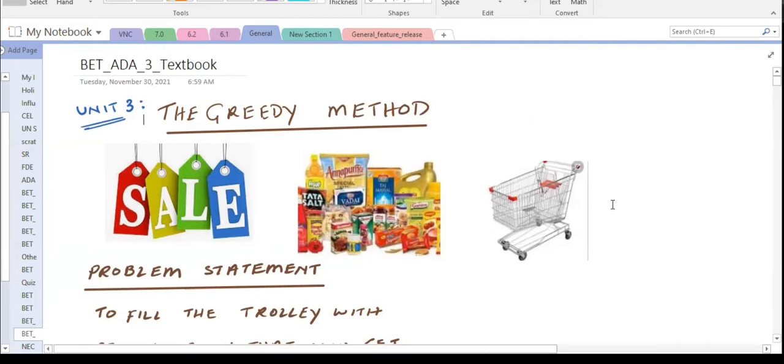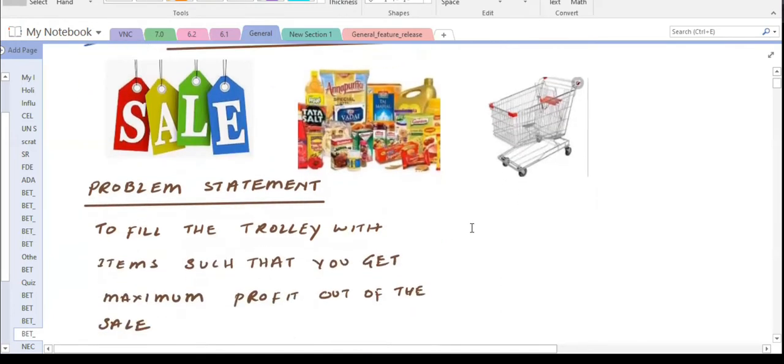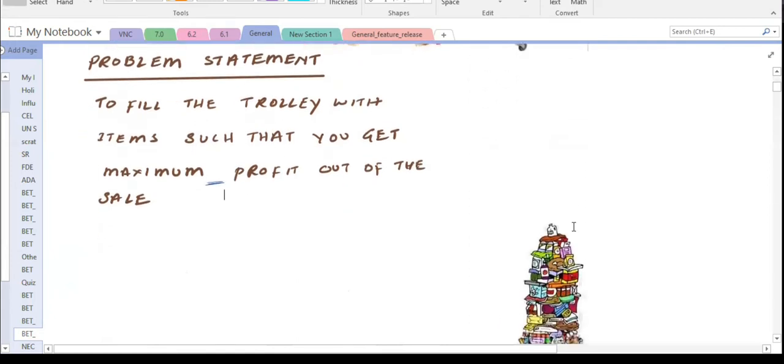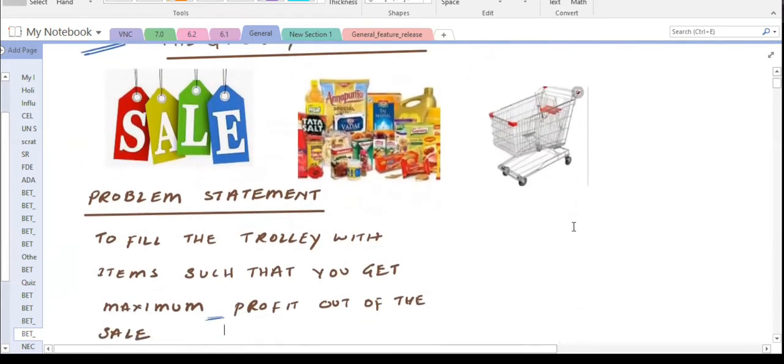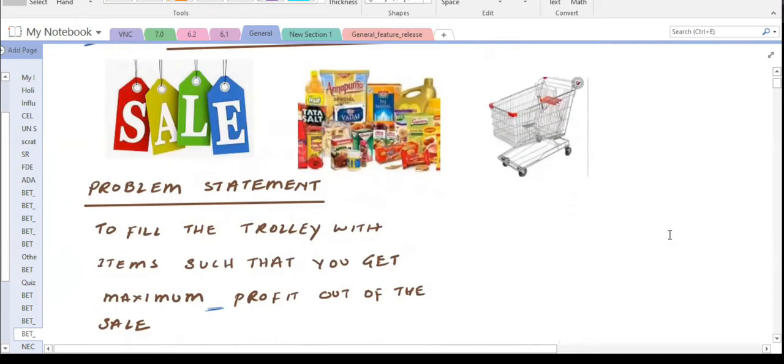Now the constraint is, so this is the problem statement. The problem statement is you have to fill the trolley with items so that you get maximum profit out of the sale. So obviously your intention is, I will go pick up the items where I get maximum profit. However, they put one constraint. Let's see, we'll come to the constraint part a little later. If this is the problem statement, you all understood what the problem statement is?